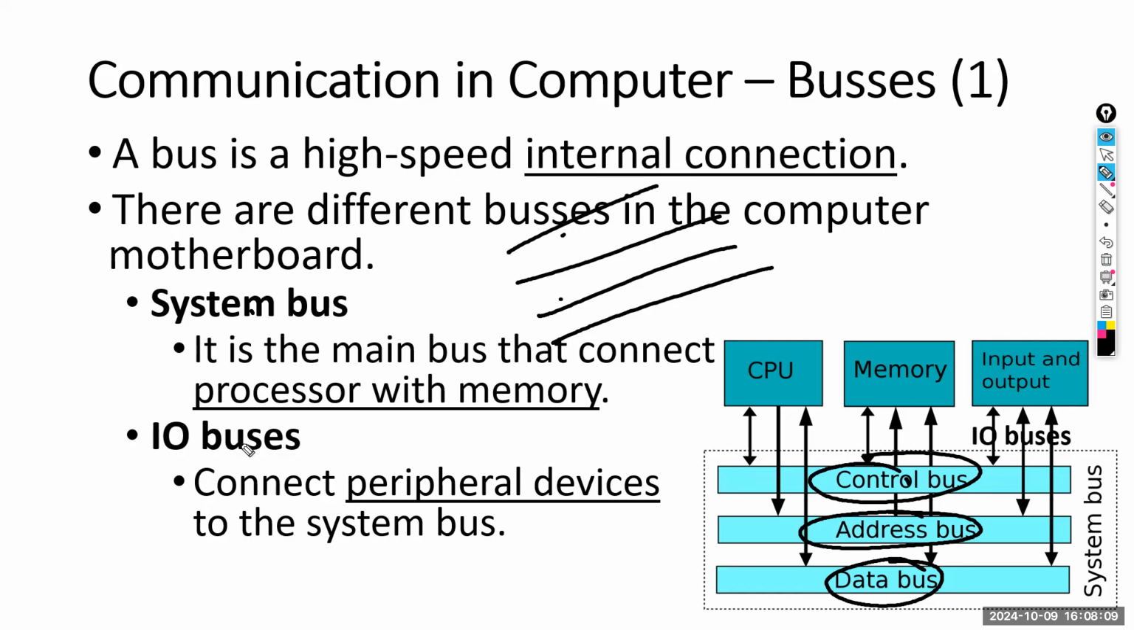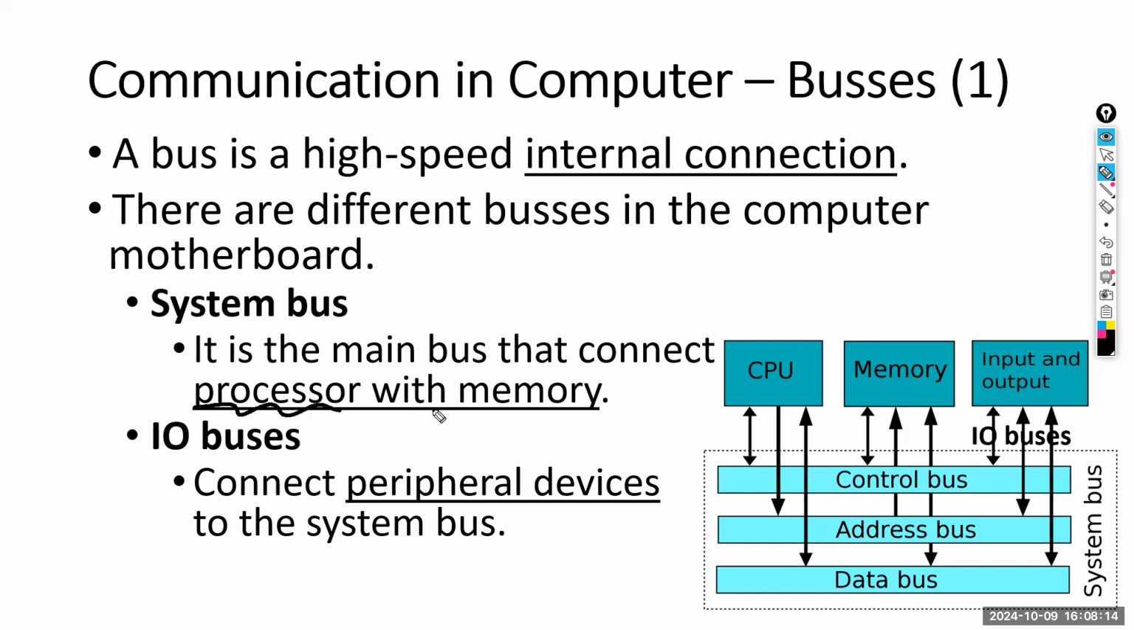First of all, we have the system bus and IO buses. The system bus connects the processor with memory. That is the main bus. The major communication is in the system bus, because that is where data is transferred from memory to the processor, gets processed, and the results are written back to the memory. The processor communicates with memory, RAM. The processor does not directly communicate with your input devices, output devices, or secondary storage. Therefore, the major traffic is in the system bus.